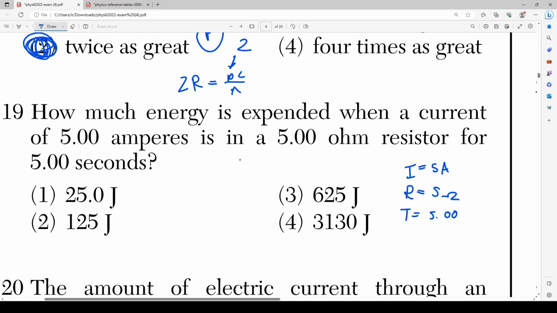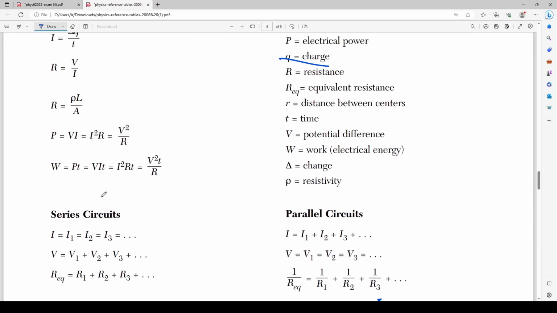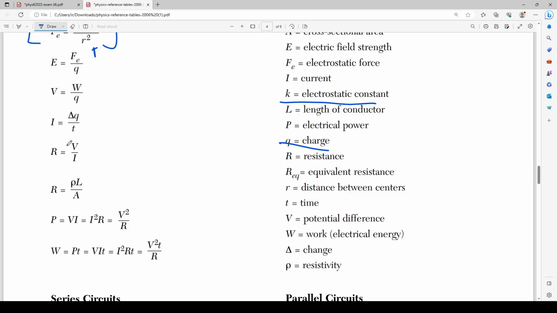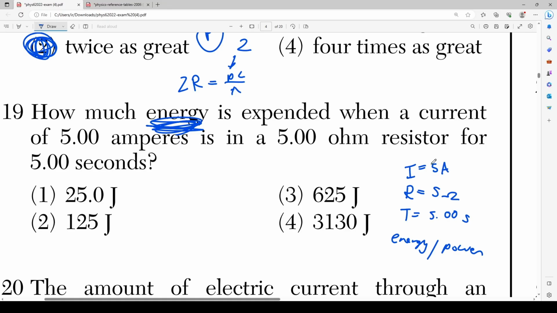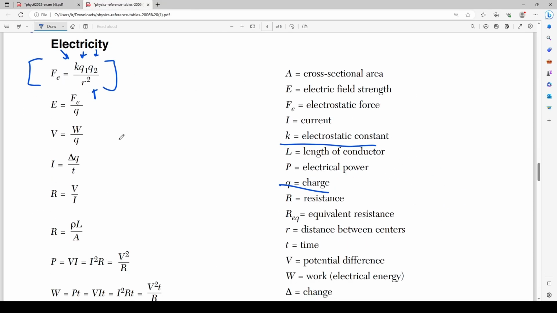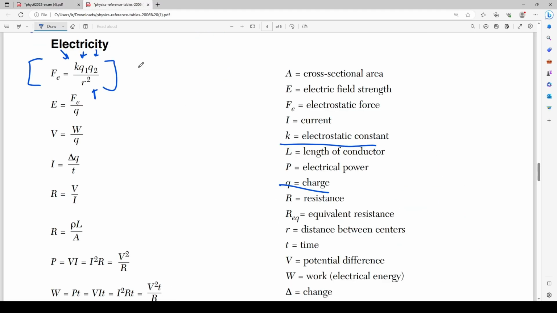So, and then we're trying to obviously solve for energy, right? So we're going to have energy, or the same thing as saying power, right? I'm going to go into my reference table and see which formula in electricity fits. We're dealing with electricity because we have amps and we have resistivity. Which one of these is going to have current, resistivity, time, and power?